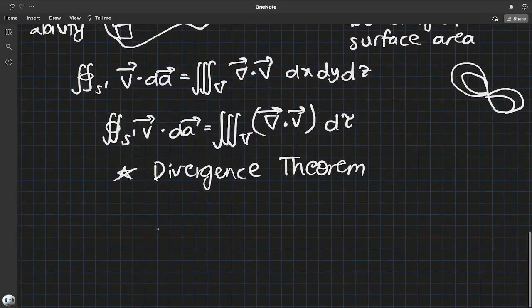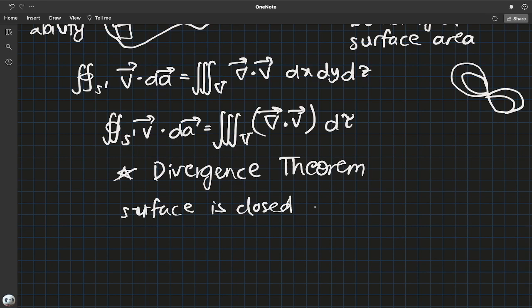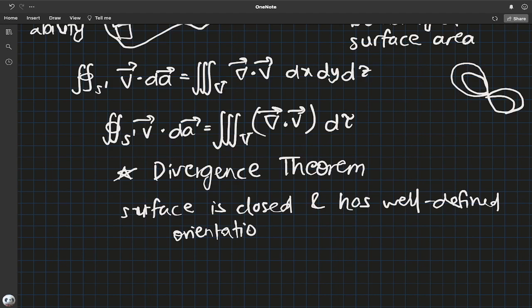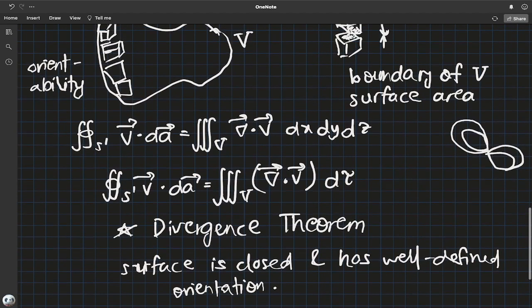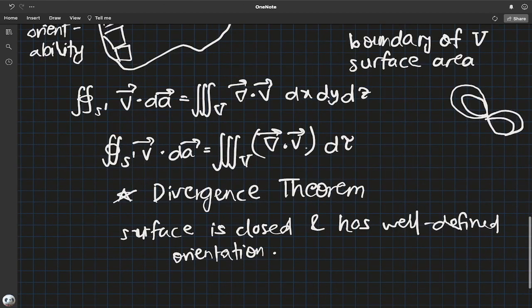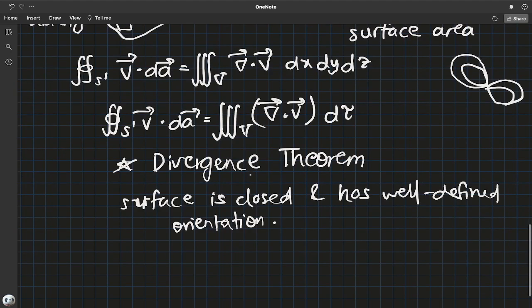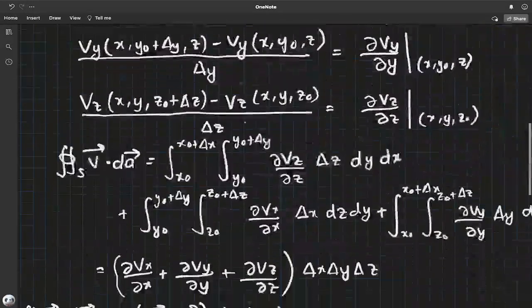So the divergence theorem only works when a surface is closed and has well-defined orientation. I mean, again, if a surface is not closed, it won't enclose any area. So it won't enclose any volume. So this volume integral wouldn't really make sense. Okay, so we're done with our derivation or proof or whatever.